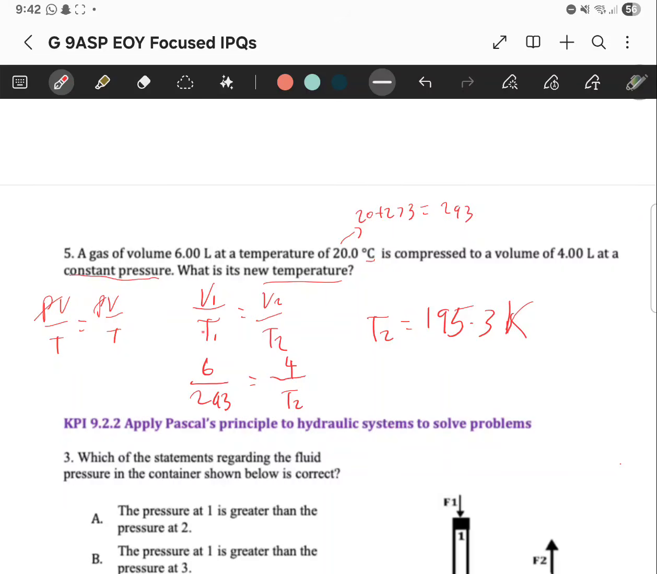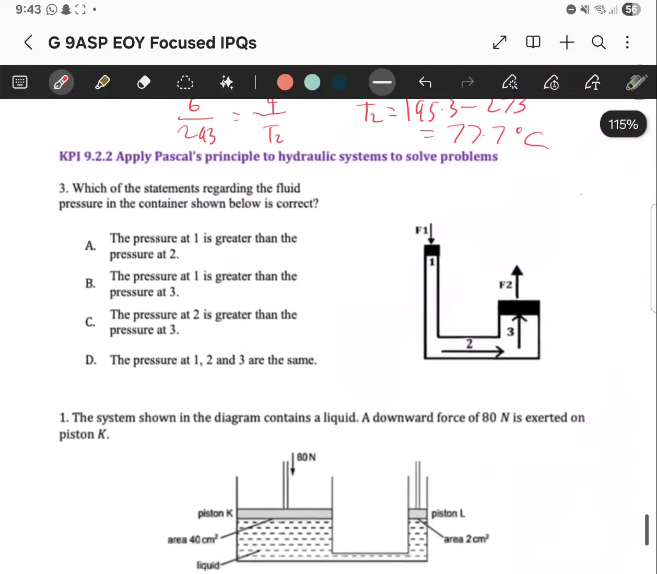Great. It didn't specify if I should have it in Kelvin or Celsius, but because they gave it to us originally in Celsius, maybe it's a good idea to bring it back into Celsius. So if I wanted to do that, I will do T2 in Celsius is simply 195.3 minus 273. We're working backwards. If you don't do this conversion, your answer will be wrong. So you make sure that you definitely do the conversion. So 195.3 minus 273 is minus 77.7 degrees Celsius. Kelvin doesn't have a degree on it, but Celsius does.